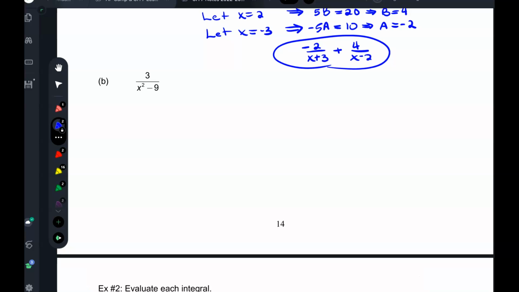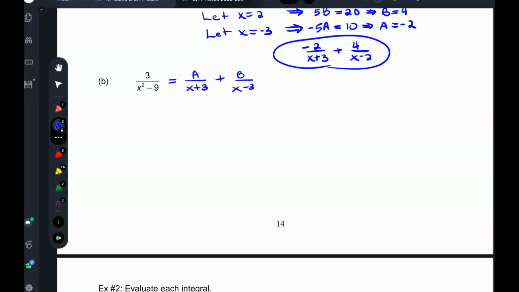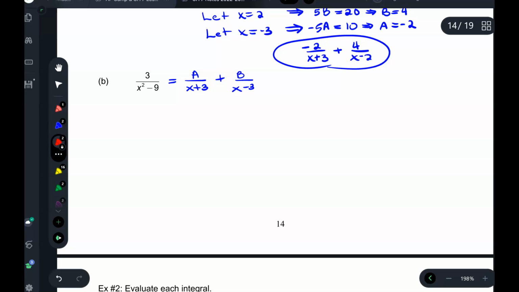And the next step is integrating. So what do we have? We're going to have a over x plus 3 and b over x minus 3. And it doesn't matter which one's a and b. So I'm going to make this a little bit shorter. I have a times x minus 3 plus b times x plus 3 has to equal 3.